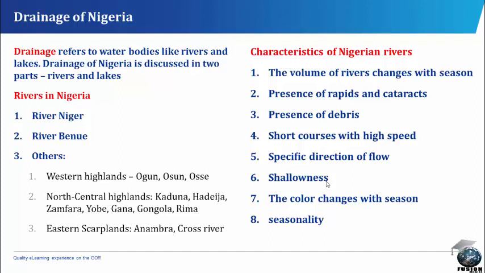6. Shallowness. Most rivers are very shallow and full of silt associated with high evaporation and seepage of water into the soil. 7. The color changes with season. The rivers have muddy and dirty color during rainy seasons, but remain clear and clean during dry season. 8. Seasonality. Most rivers flow during rainy season, but stop or reduce flowing during the dry season.